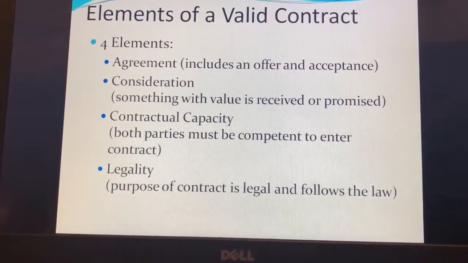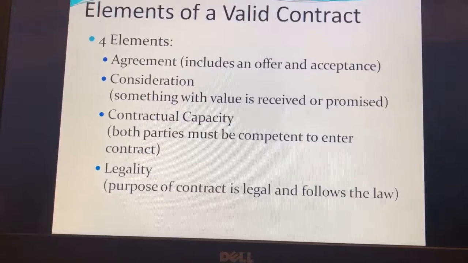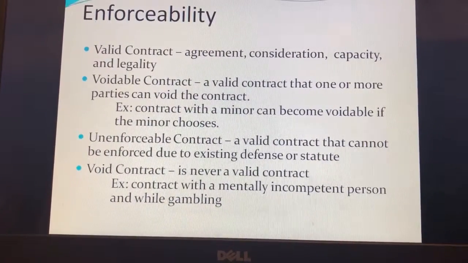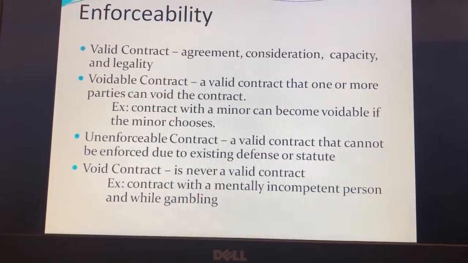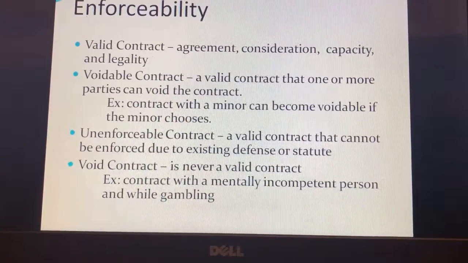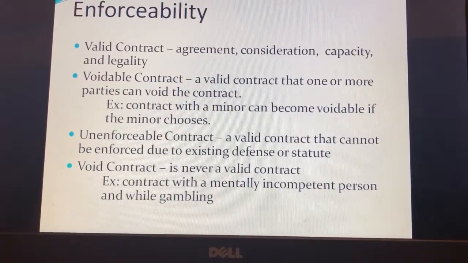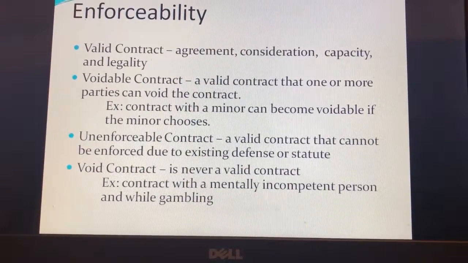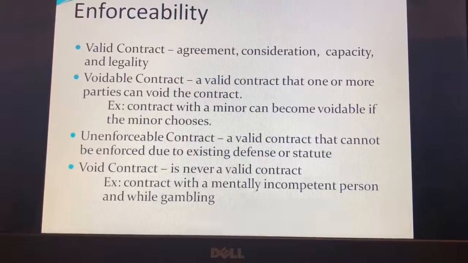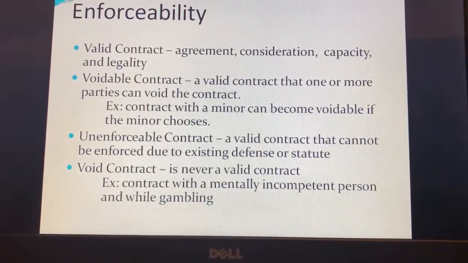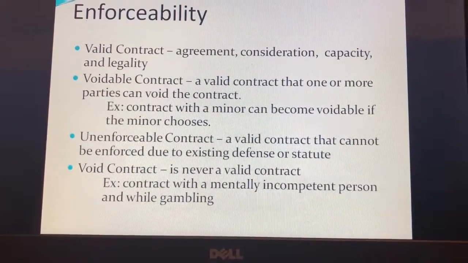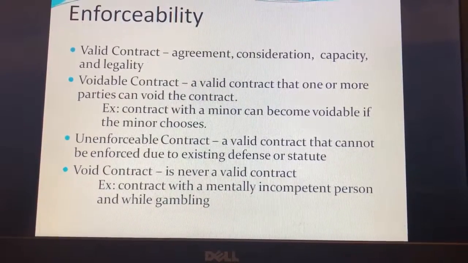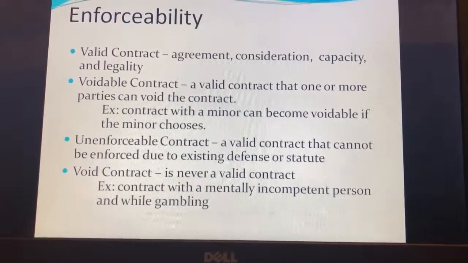I will now discuss contract enforceability. A valid contract contains the 4 requirements of a contract that I discussed: agreement, consideration, capacity, and legality. A voidable contract is valid, but one or more parties are able to void the contract. A contract with a minor is an example of a voidable contract, and the minor can disaffirm at their choice.